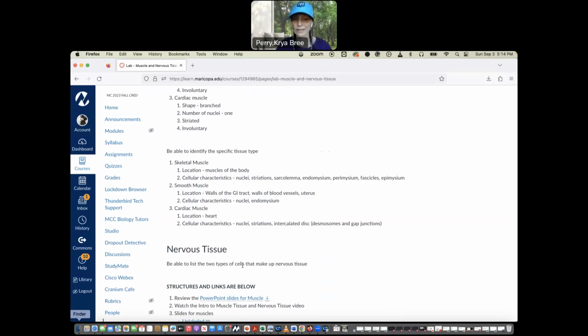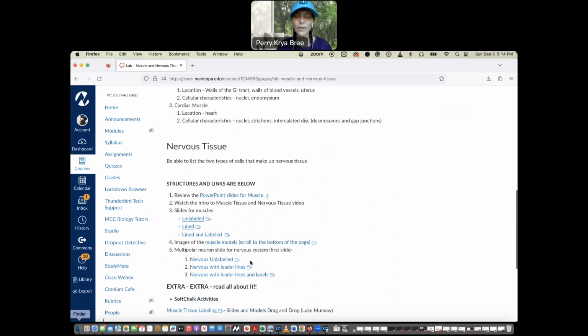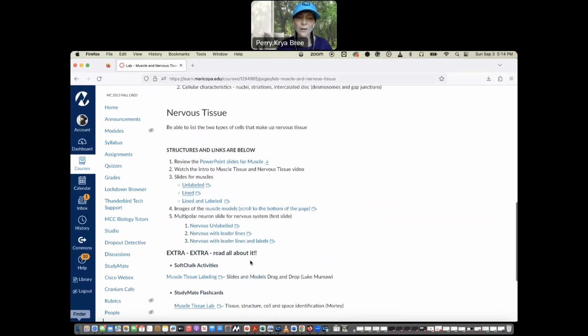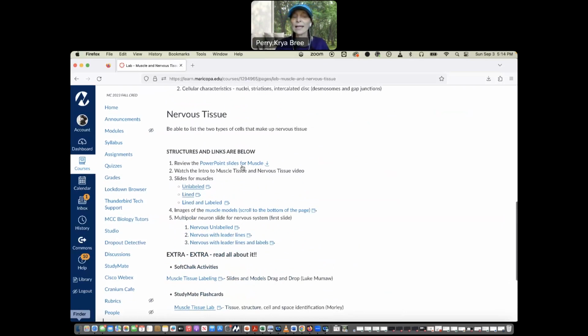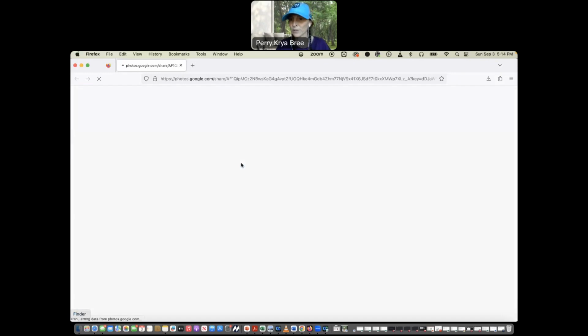Why do we have intercalated discs? It's hard to learn about intercalated discs without knowing what they do. Okay, so that was all the cardiac, all the muscle tissue stuff. And again, you can get to that PowerPoint slide here. Here are the slides for the unlabeled, leader lined, and the lined and labeled muscle tissue. And then we're going to go to the images of the muscle models.